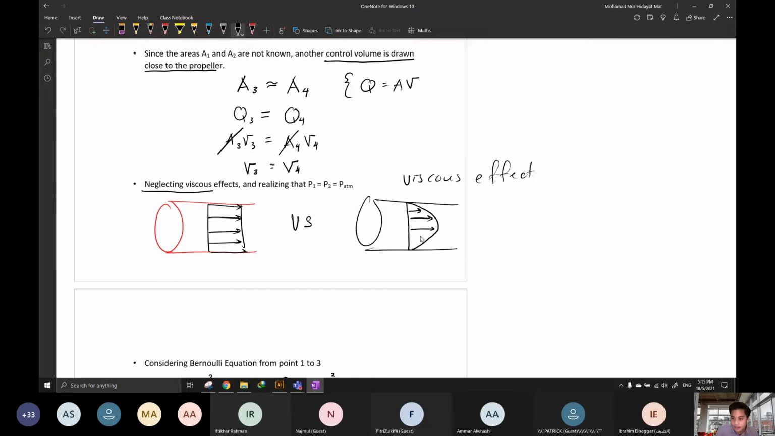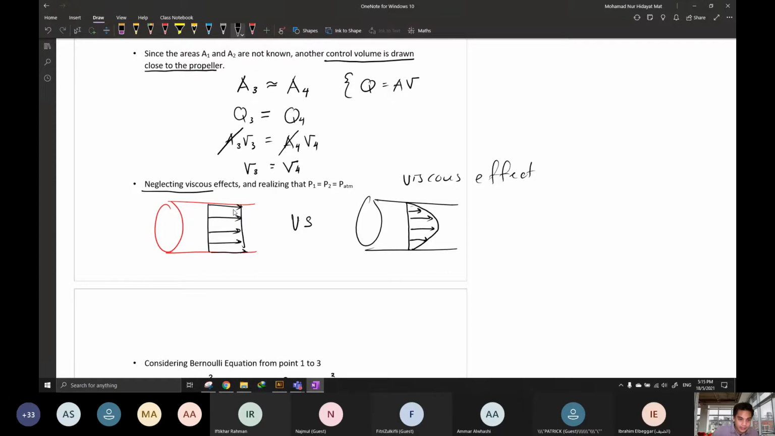Do you understand? The viscous effect actually causes the velocity near the wall to slow down. Without the viscous effect, that means the velocity has no resistance. It is the same for the entire section.